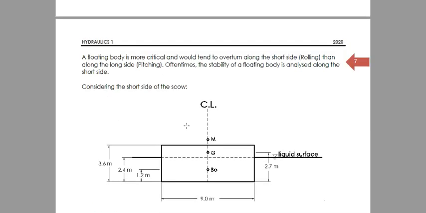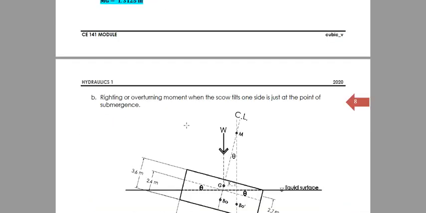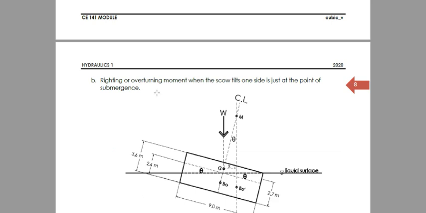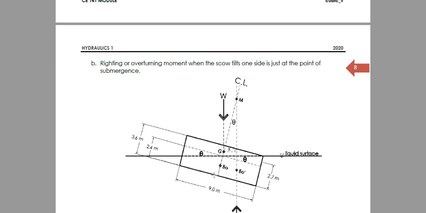Now, letter B, we solve for the righting or overturning moment when the scow tilts until one side is just at the point of submergence. So when the scow tilts, one side of it becomes fully submerged.